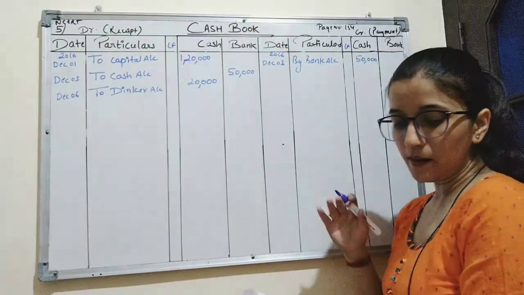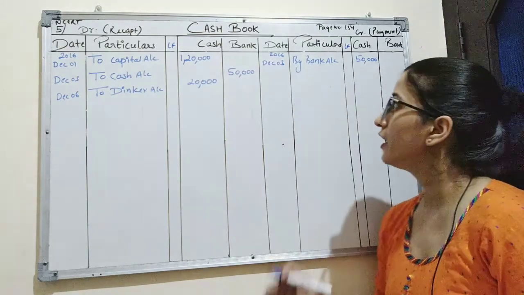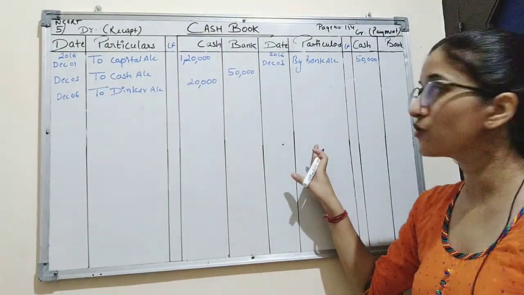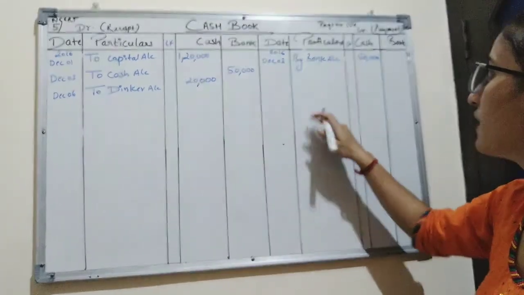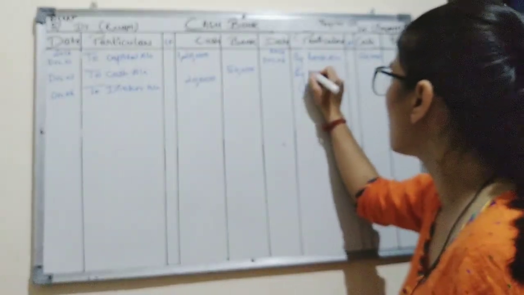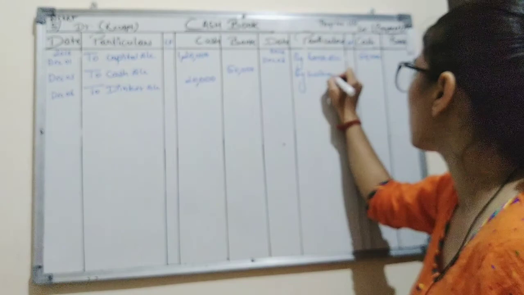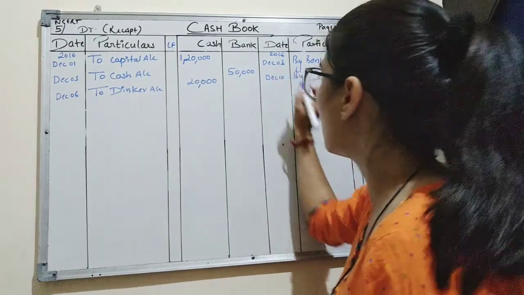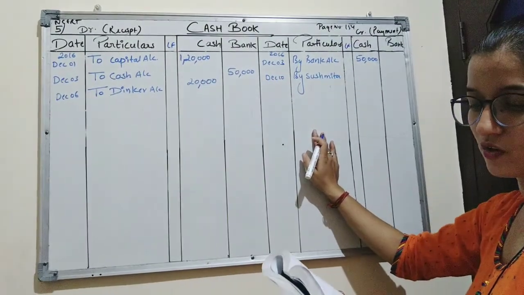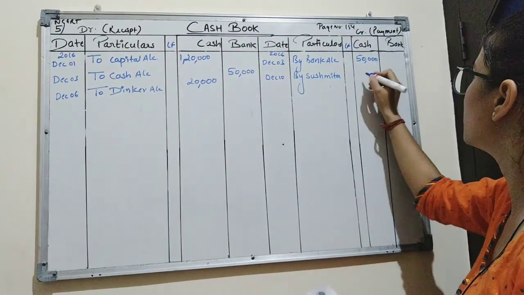Now next transaction is paid to Sushmita cash. Now we are paying cash to Sushmita, so it is a payment. We will record it on credit side by Sushmita and the date is 10th December. Amount will be recorded on cash column 20,000.